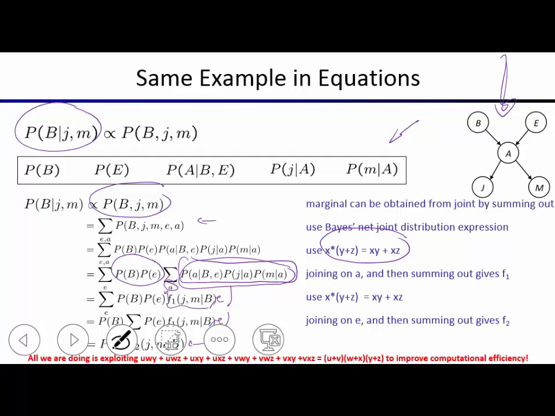Any questions about how this math corresponds to the more mechanical view of variable elimination? Yes?